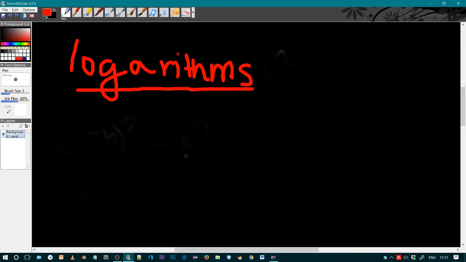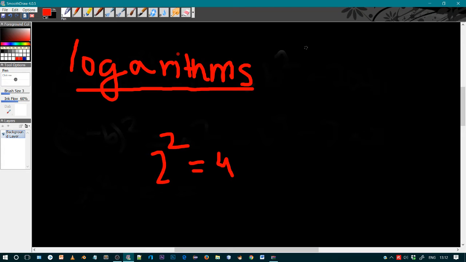Now, as you know about exponents, 2 to the power 2 is 4. Anything raised to the power of anything is known as an exponent. A logarithm is an inverse of an exponent.